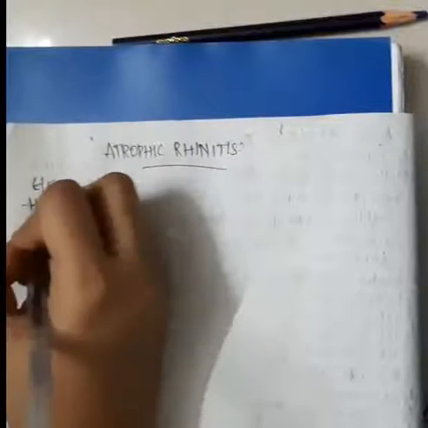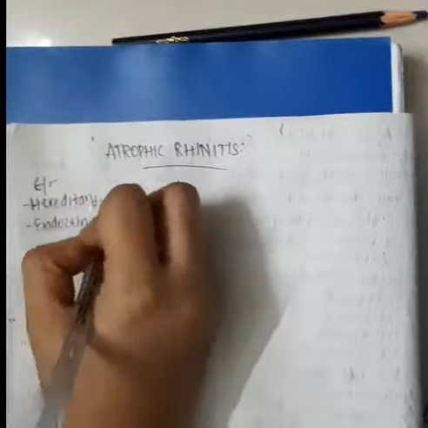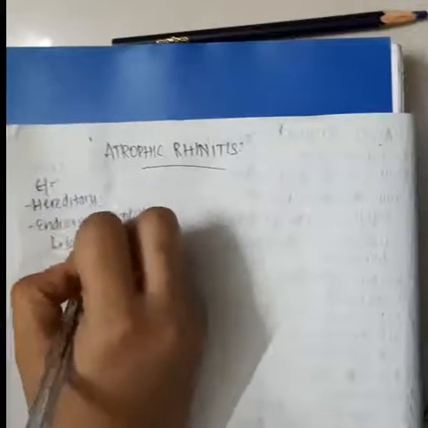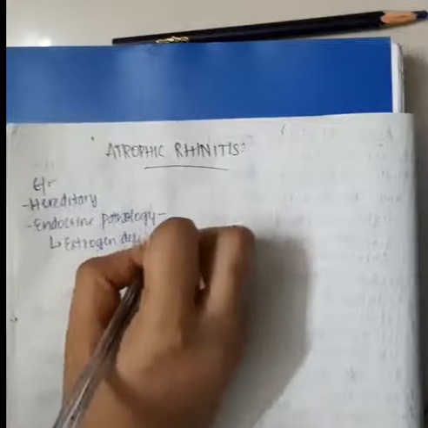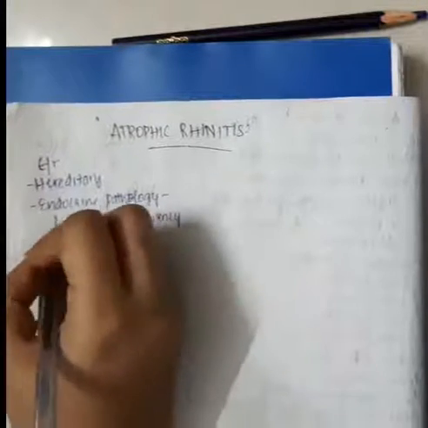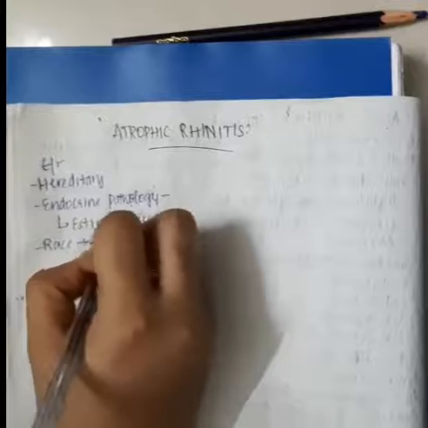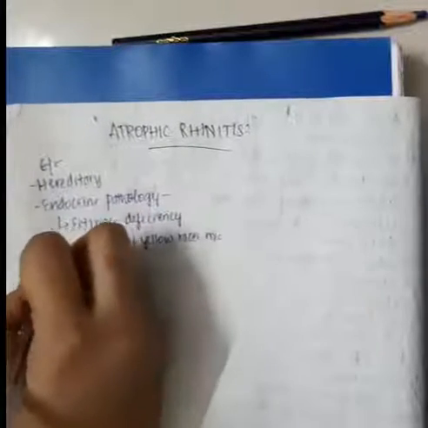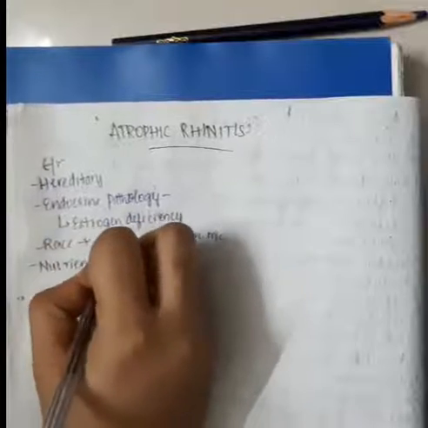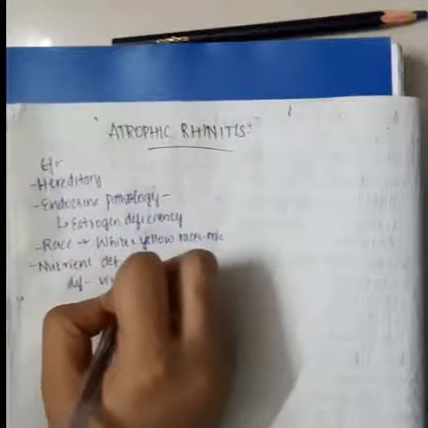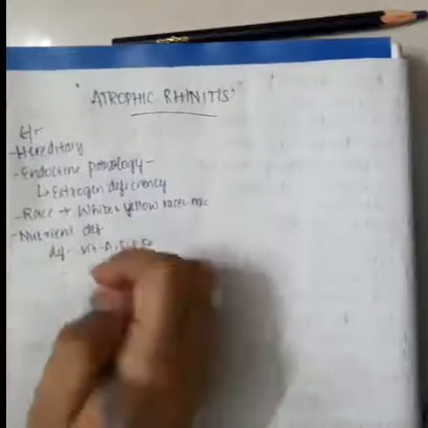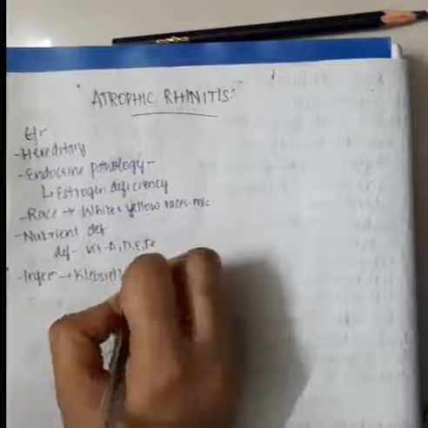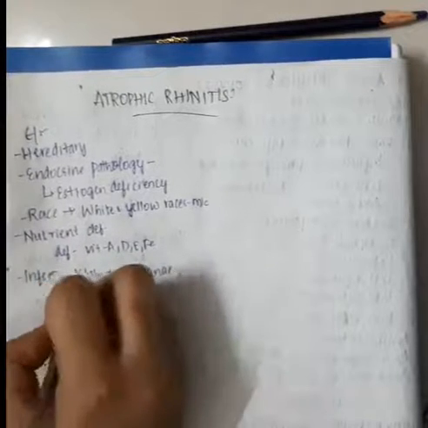The etiology is hereditary. It can be due to hereditary or endocrine pathology. Endocrinologically, estrogen deficiency is the most common when compared to others. Then race: whites and yellow races have a more common incidence of atrophic rhinitis when compared to others. Then nutritional deficiency, especially deficiency of vitamin A, D, E is common. Iron deficiency is also common.